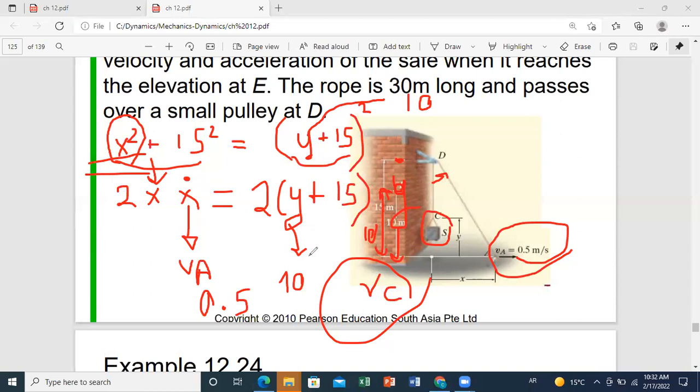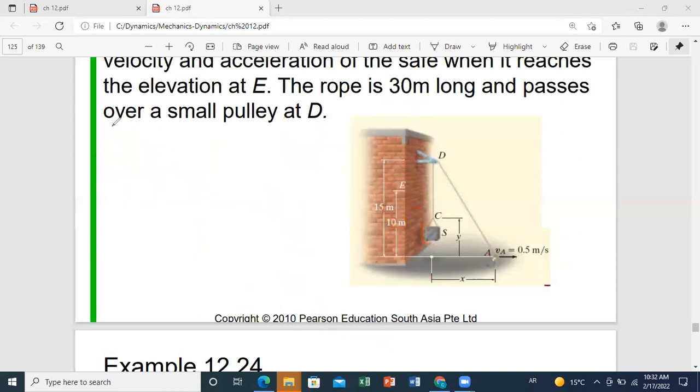Okay. So now we were able to find a relation between velocity of A and C. I will write this relation again and derive it to get a relation between accelerations. So we said that 2x times x dot is equal to 2 times y plus 15 times y dot. Okay, so this is the velocity relation.